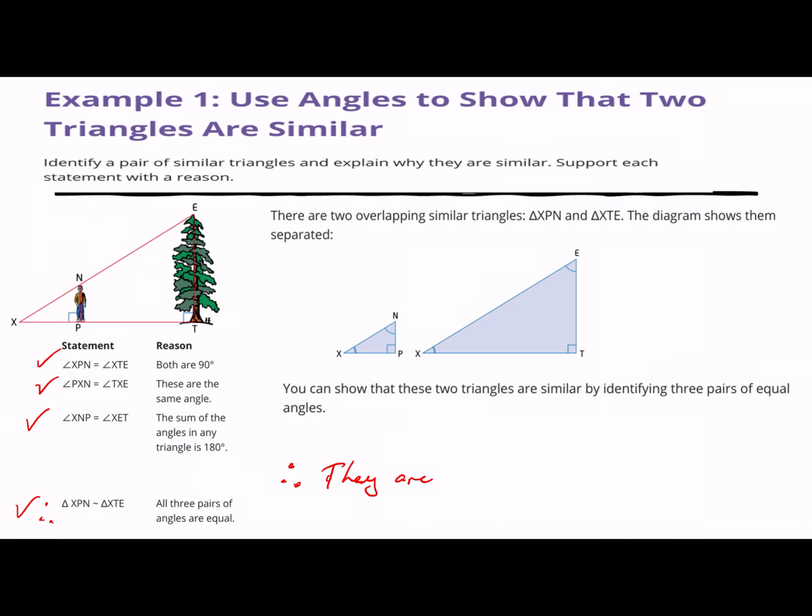They are similar triangles. All right, sweet and simple.